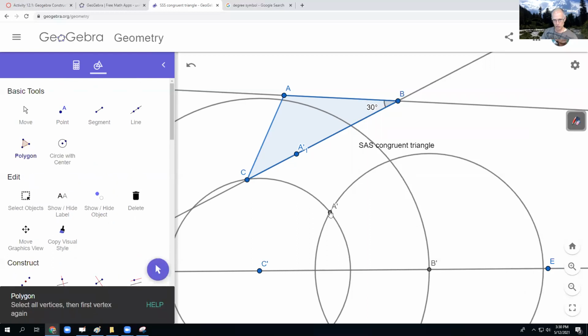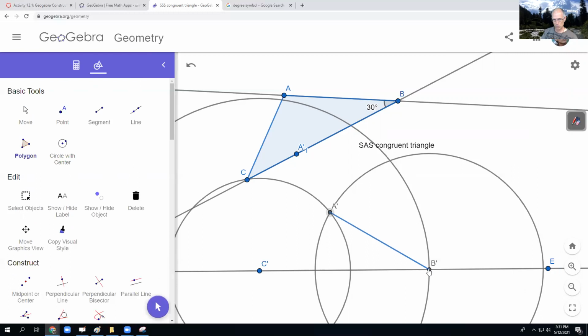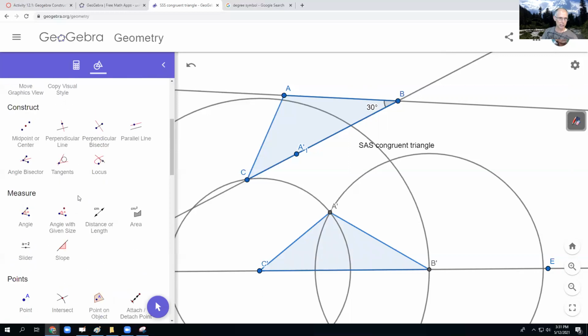So my new polygon, A prime, B prime, C prime, should have AB the same as A prime B prime. The angle A prime, B prime, C prime ought to be 30 degrees. So let's check that. Technically I'm done with my construction, I just want to double check that I didn't mess anything up.